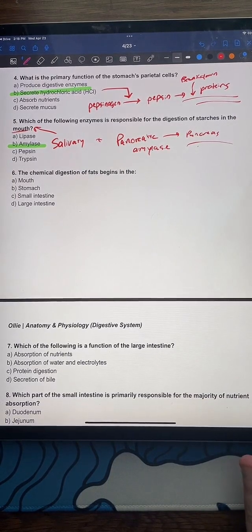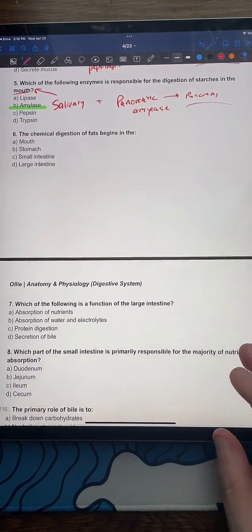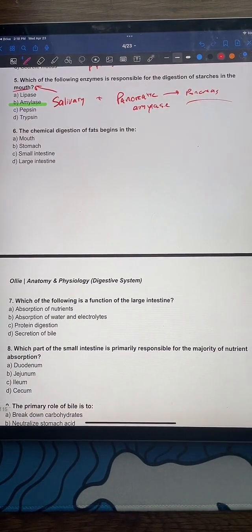Number 6, the chemical digestion of fat begins in the... Where does the chemical digestion of fat begin?